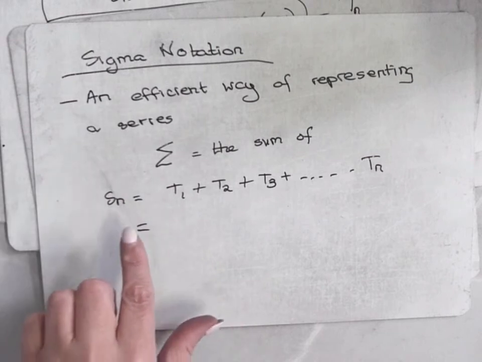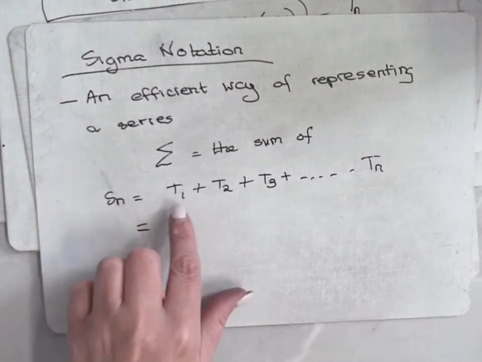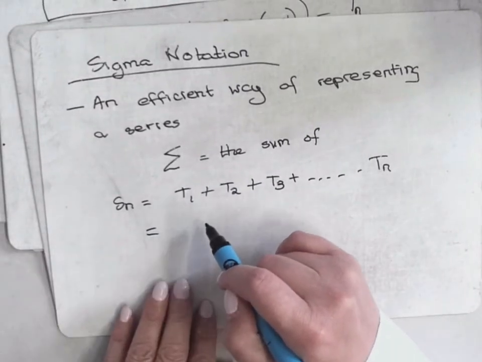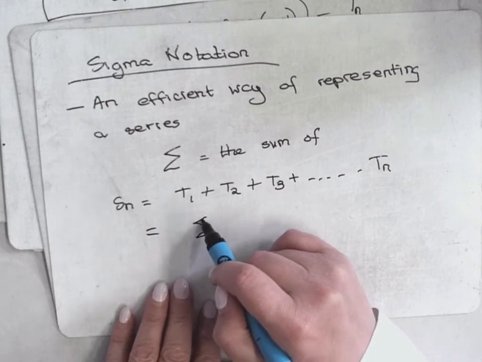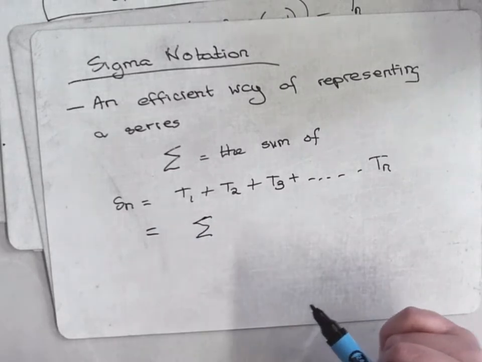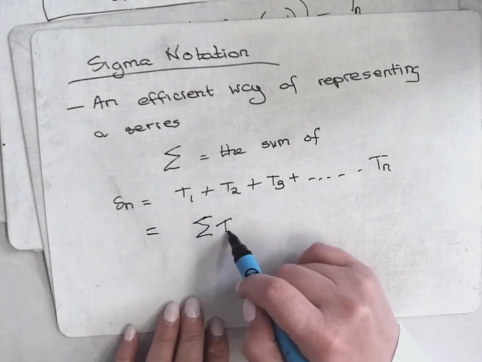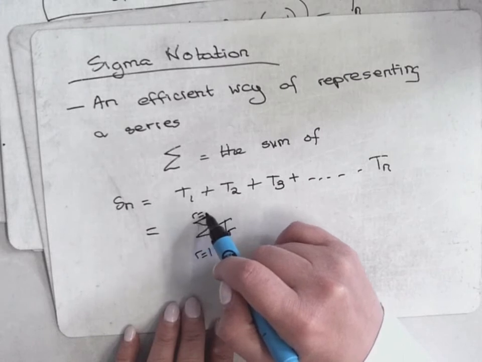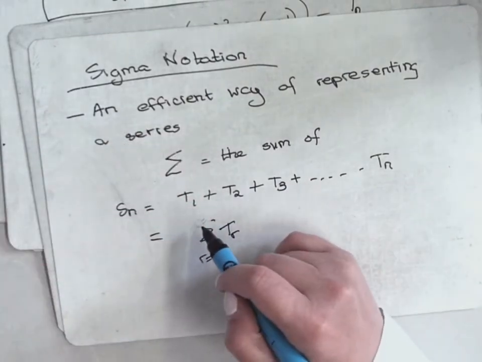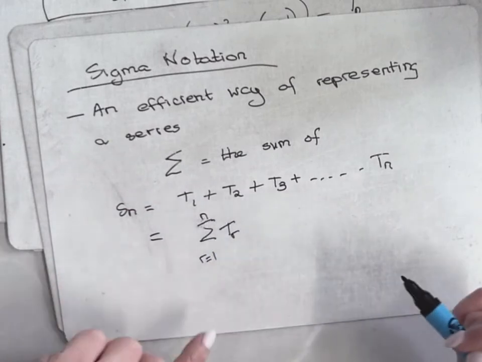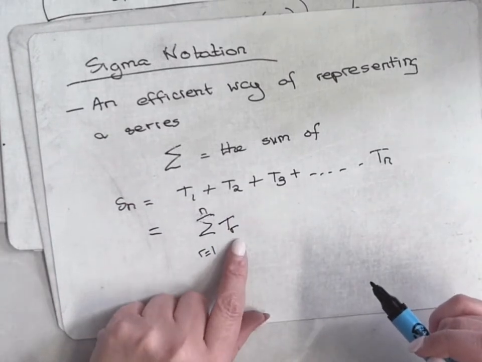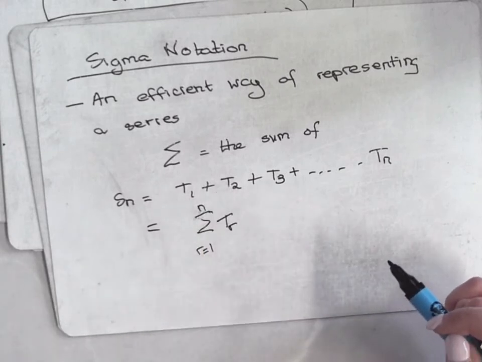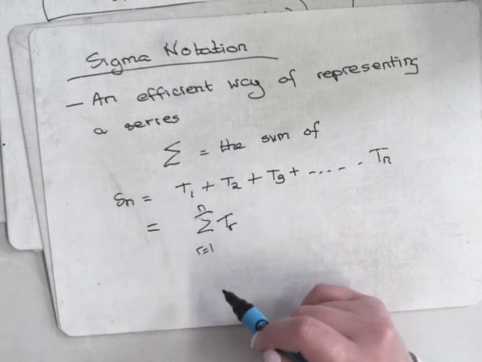Instead of writing out Sn equals term number 1, add term 2, add term 3, add term 4, they use this sigma notation. Sigma notation means the sum of Tr, start with r equals 1 and finish with n. They just say n up there. So start with r equals 1, term number 1, then put in 2 for r, then 3, then 4, and finally put in n for r.